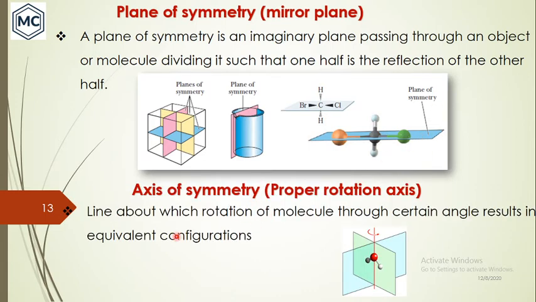Axis of symmetry is based on a rotation axis: a line about which a rotation of the molecule through a certain angle results in an equivalent configuration. If this is a water molecule, with oxygen, hydrogen and hydrogen, the axis passes through it, and if it rotates through the proper angle, you get an indistinguishable molecule. So it has an axis of symmetry.